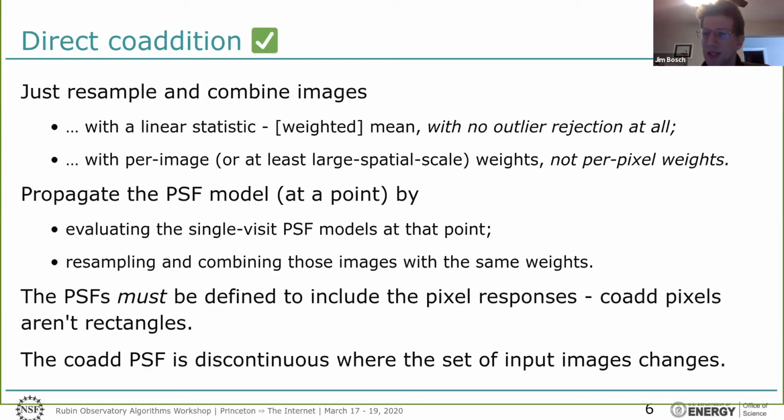The big problem with this, that I'll get back to quite a bit later, is that the coadd PSF is discontinuous where the set of input images changes. Either you've got the edge of a CCD, or you've got a bleed trail or a bad amp or something like that. Whenever that happens, the number of inputs changes and the PSF changes from a set of n images to a set of n minus 1 images, and that's a discontinuous change.